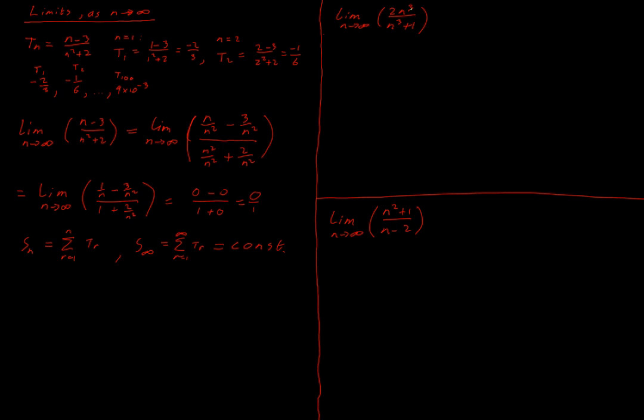What are we going to do? We're going to divide every term by the highest power of n. What is the highest power of n in this case? It's n cubed. So every term gets divided by n cubed. 2n cubed all over n cubed, all divided by n cubed all over n cubed, plus 1 all over n cubed. Simplify that down. We have the limit as n tends to infinity of 2 all over 1 plus 1 all over n cubed.